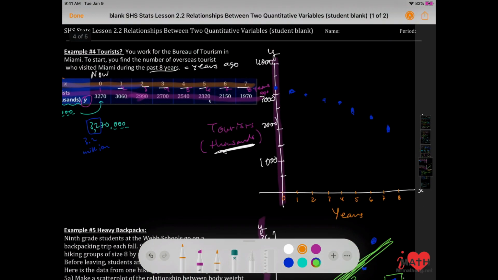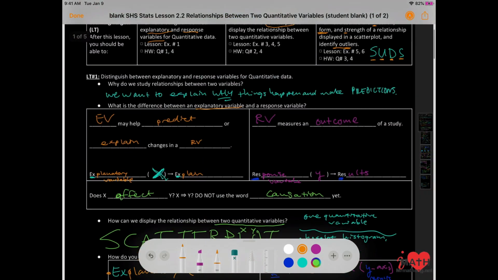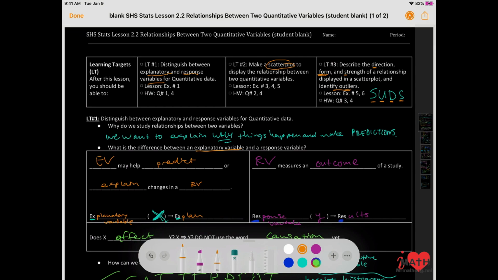Lesson 2.2, the relationship of two quantitative variables. What did we do in this lesson? We talked about our explanatory and response variables, how to figure those out. We created scatter plots, and then we interpreted our scatter plots by using SUDs.